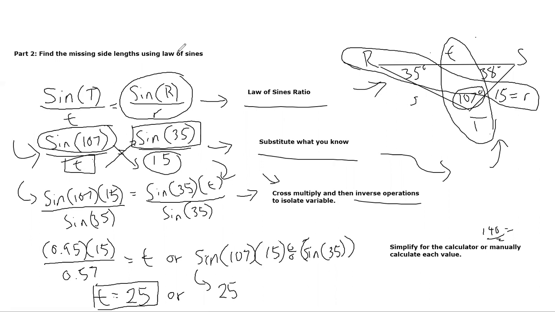Now, since sine 35 is multiplying by t, I had to do the opposite, meaning I had to divide both sides by sine 35, which is why I wrote sine 35 underneath. Because now I can cancel it out. I don't care what sine 35 is because I just cancel it out. It doesn't exist anymore, at least not on this side. But what I do to one side of the equation, I have to do to the other side, which is why the sin 107 times 15 is now being divided by sin 35.